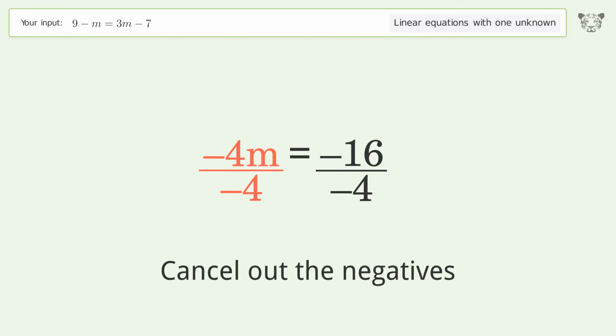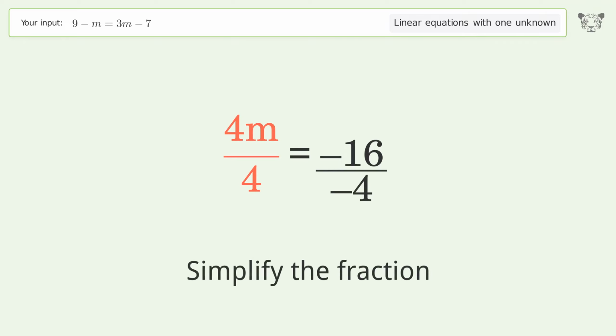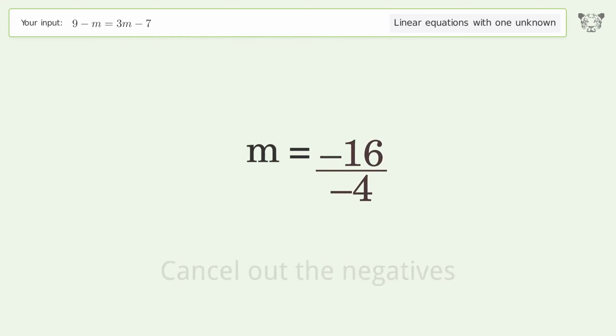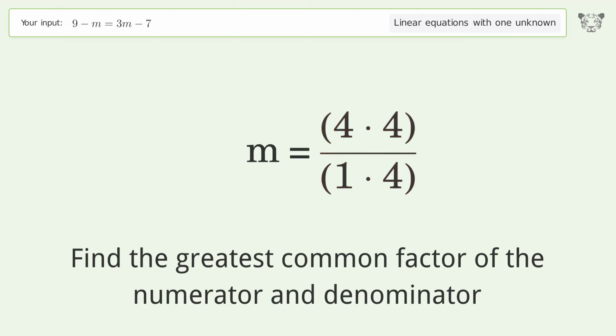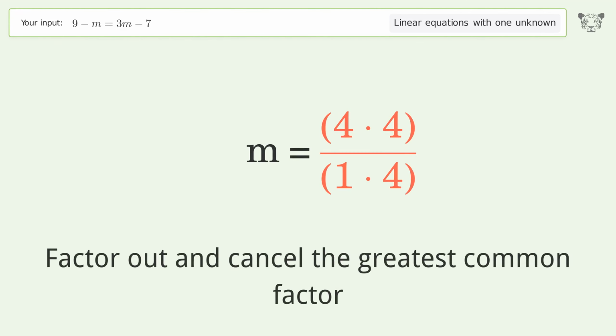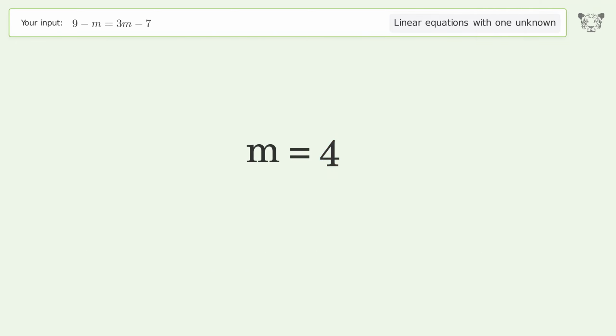Cancel out the negatives. Simplify the fraction. Cancel out the negatives. Find the greatest common factor of the numerator and denominator. Factor out and cancel the greatest common factor. And so the final result is m equals 4.